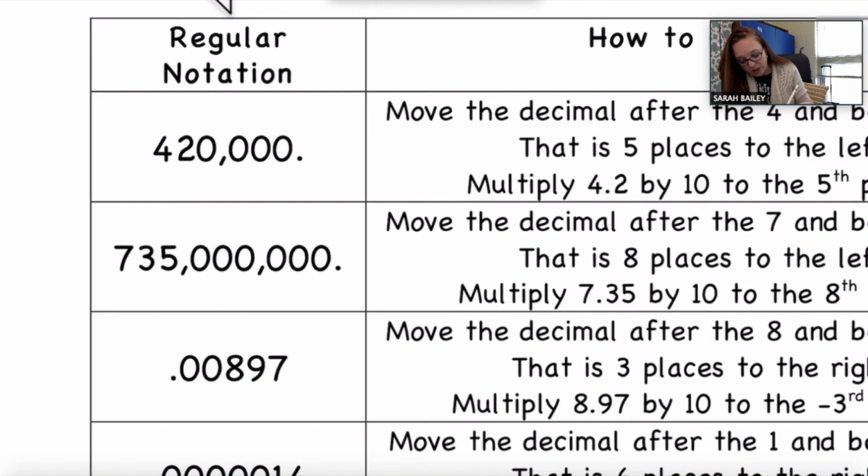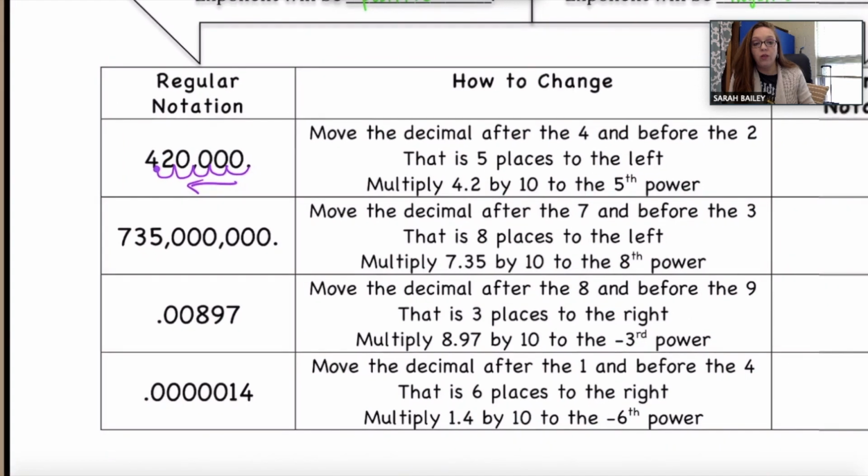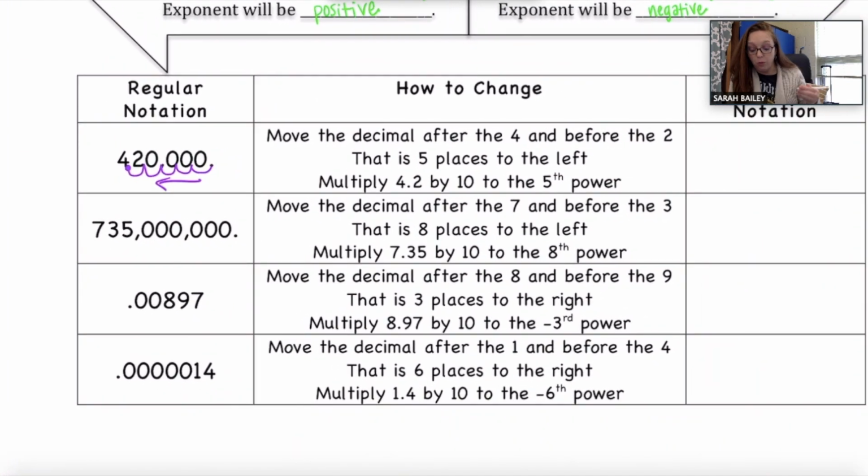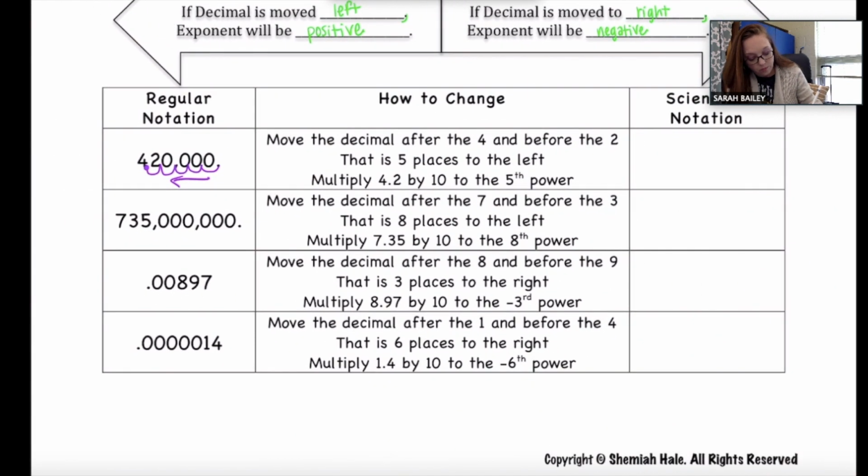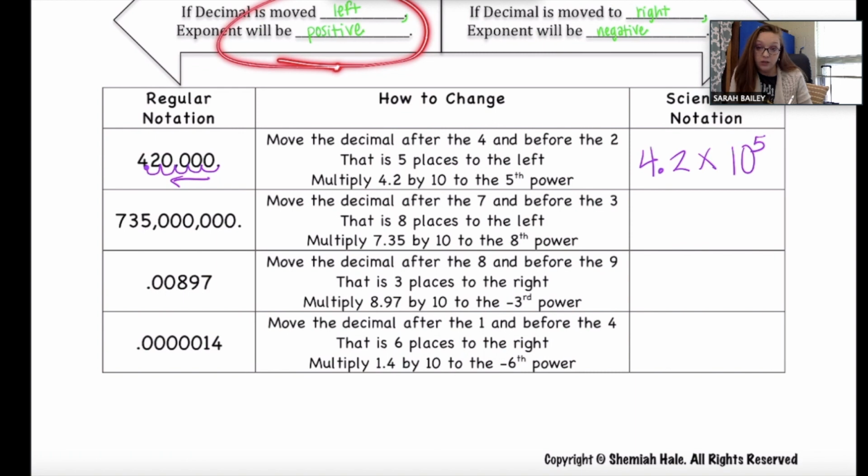If I do that, that's going to be 1, 2, 3, 4, 5 times, and I would have moved to the left. So then that means my number is going to be 4.2 times, always the power of 10, times 10 to the 5th power. Since we moved it to the left, my exponent should be a positive 5.